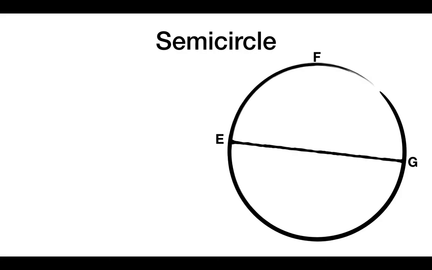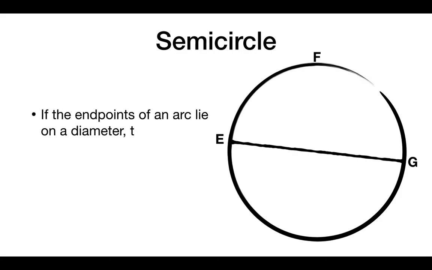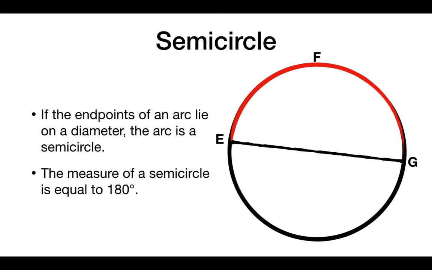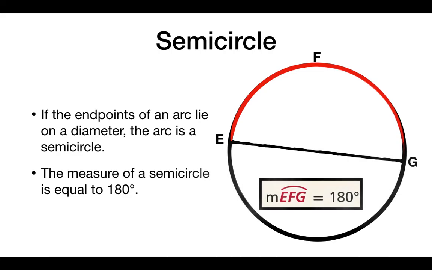Now we're going to talk about semicircles. If the endpoints on an arc lie on a diameter, the arc is a semicircle. The measure of a semicircle is equal to 180. A semicircle is half a circle. So in this case, notice once again, we need all 3 points to name the semicircle, EFG.